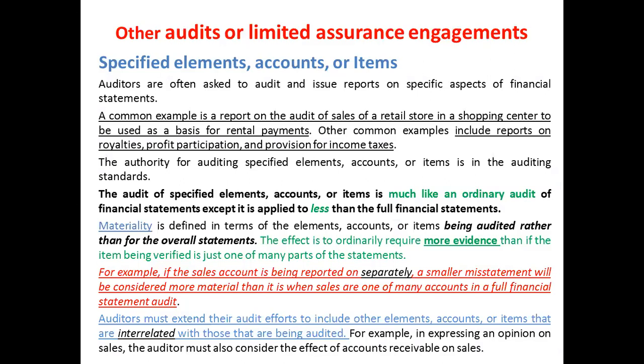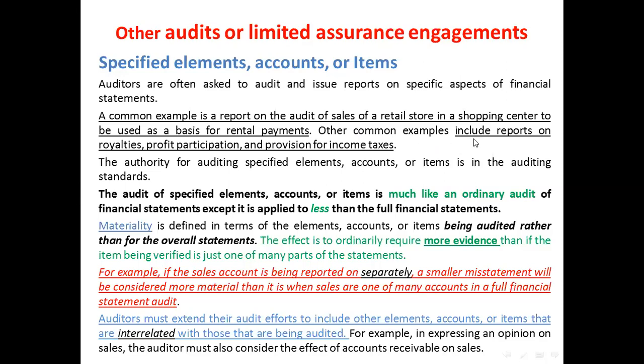The next one. The CPA firm is asked to audit specified elements, or specified bookkeeping accounts or elements. For example, the auditor is asked to review the sales of a retail store in a shopping center to be used as a basis for rental payments. Here, the auditor will review or audit only one item, the sales.